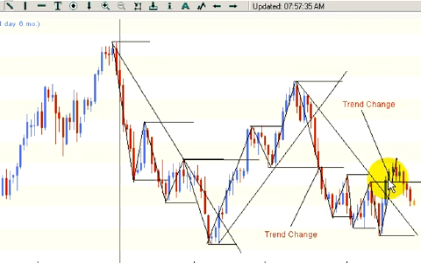And in the next lesson I will go over some ways you can use Fibonacci to help identify a higher probability trade.